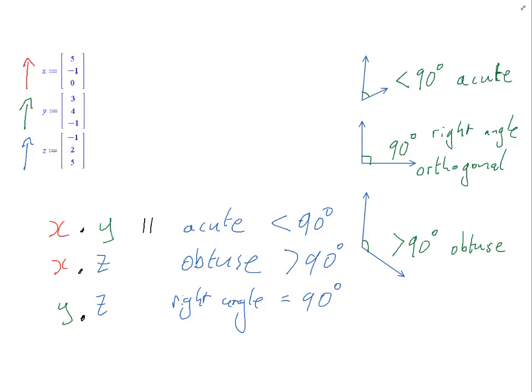Dot product of x and z is 5 times minus 1 is negative 5. Negative 2 gives you negative 7. 0, so that's negative 7. And then y and z comes to 3 times negative 1 is negative 3. 4 times 2 is 8, so negative 2 plus 8 is positive 5. Subtract 5 is 0.